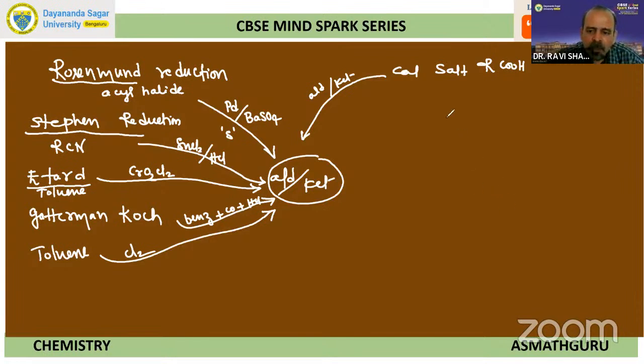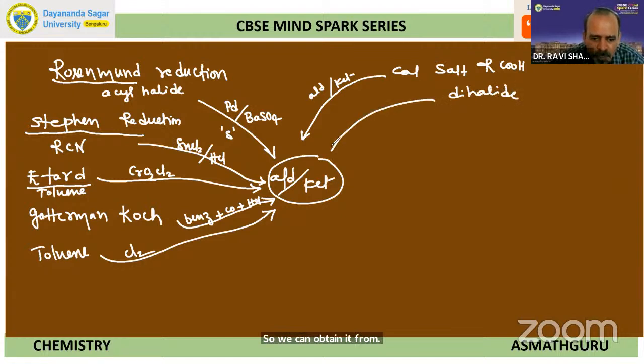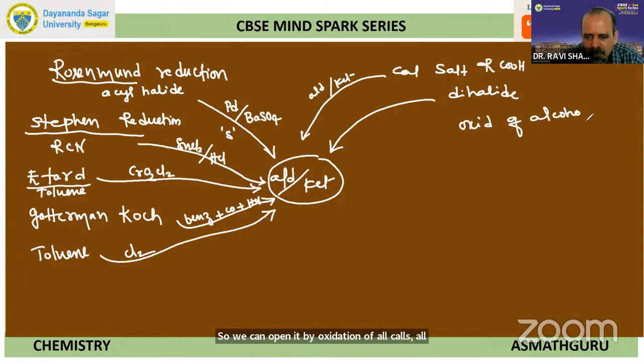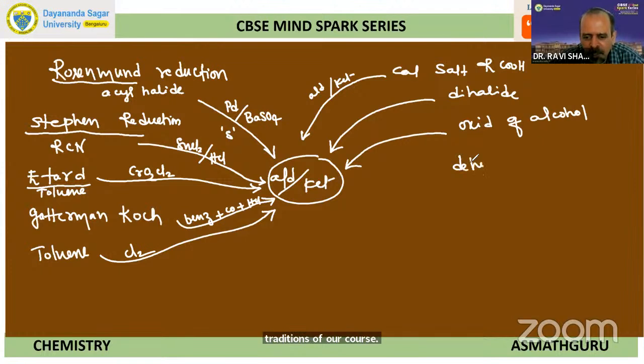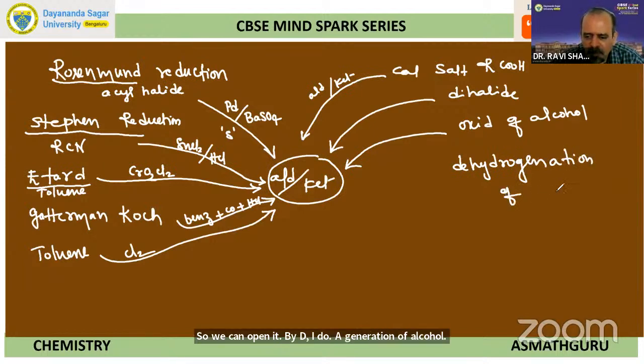So we can obtain it from geminal dihalides and vicinal dihalides. We can obtain it by oxidation of alcohols. We can also obtain it by dehydrogenation of alcohol.